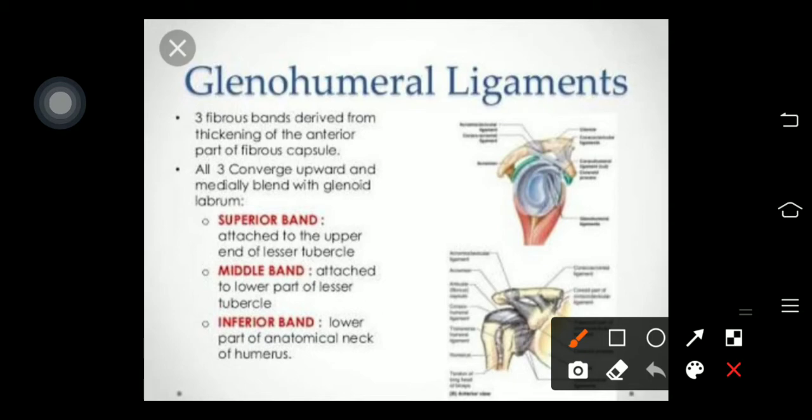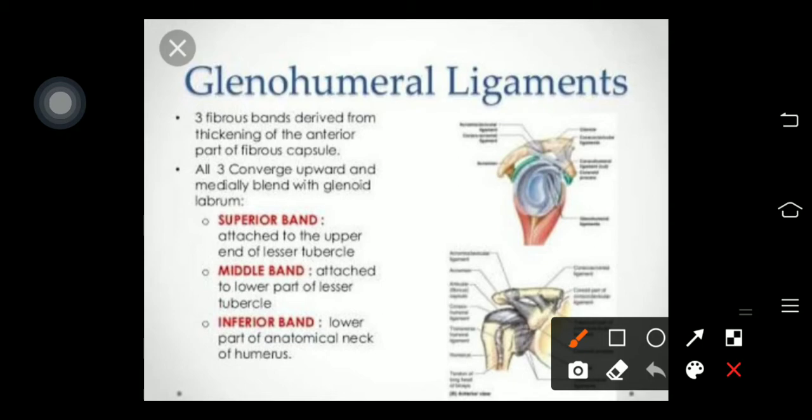The superior band is attached to the upper end of the lesser tubercle, the middle band is attached to the lower part of the lesser tubercle, and the inferior band to the lower part of the anatomical neck of the humerus. These bands are very important, especially the superior and the middle glenohumeral ligament. They prevent the shoulder joint from anterior dislocation, because these bands are present in the anterior aspect of the shoulder joint.